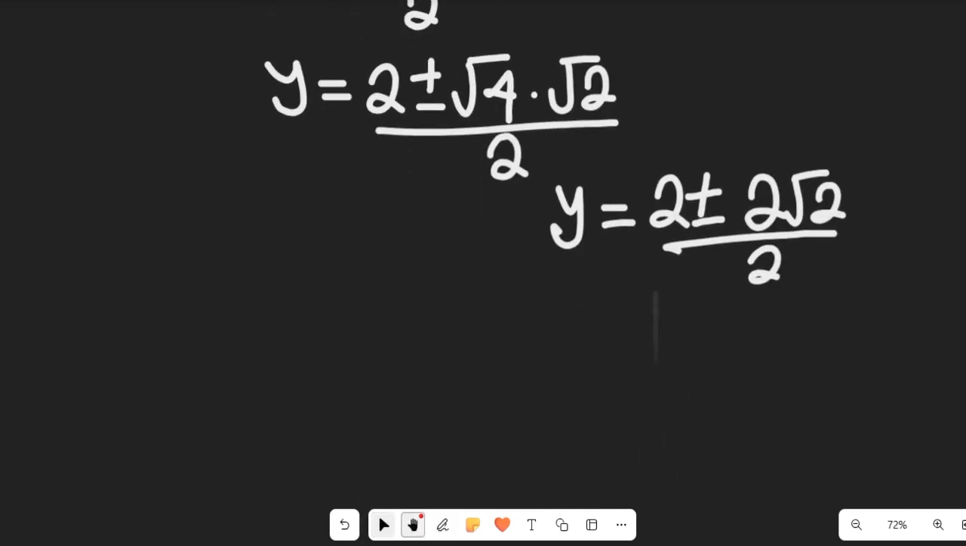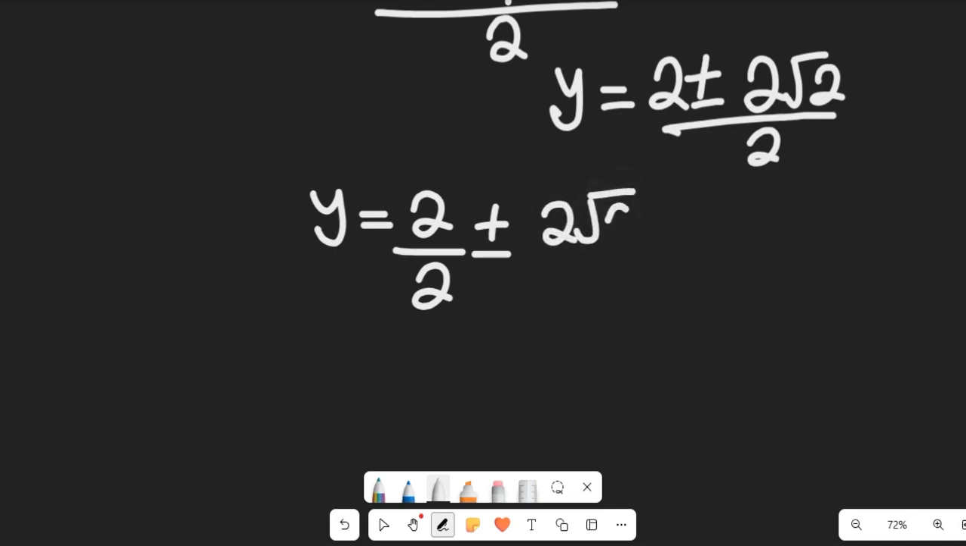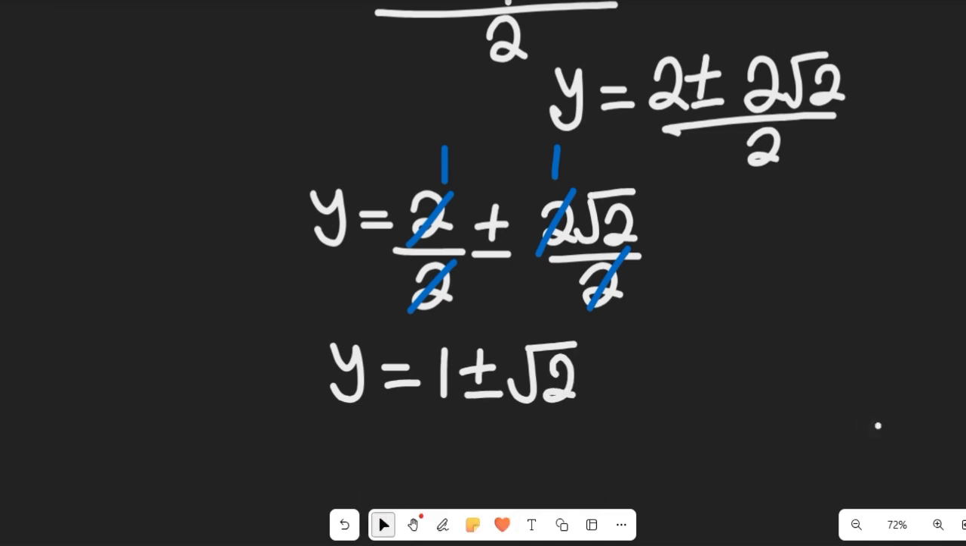Now in the next step, we'll simplify to have a simpler term, and the value of our y will be equal to 2 divided by 2, plus or minus 2 root 2 divided by 2. While this cancels out this to give us 1, this will cancel out this to give us 1, and then the value of our y will be equal to 1 plus or minus root what? Root 2.